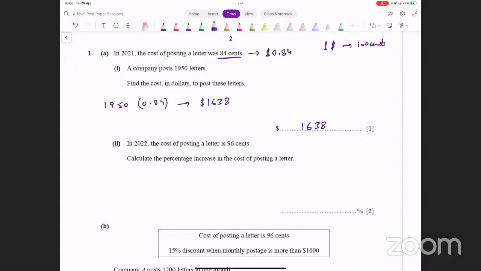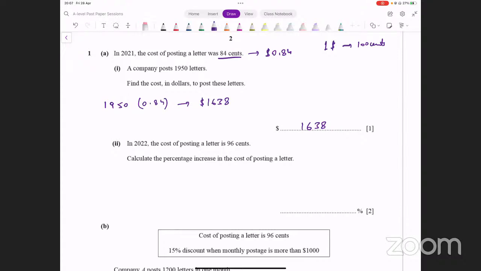Let's move on. Part 2. It says, in 2022, the cost of posting a letter is 96 cents. So notice the difference. Earlier he talked about 2021. Now they're talking about 2022, and in this year the cost of posting the letter is 96 cents. Calculate the percentage increase in the cost of posting a letter.